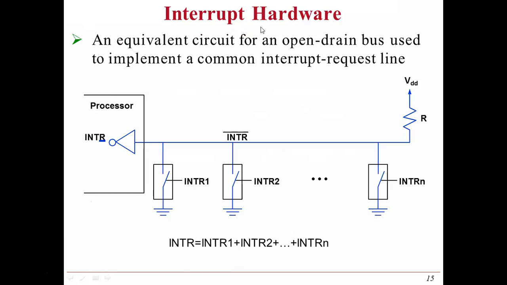The next one is interrupt hardware. See here, the interrupt request will be given from each device. Interrupt request 1, interrupt request 2, interrupt request 3. Like this, the interrupt requests will be given to the processor. Here we are taking the drain voltage, and the resistor will be there.